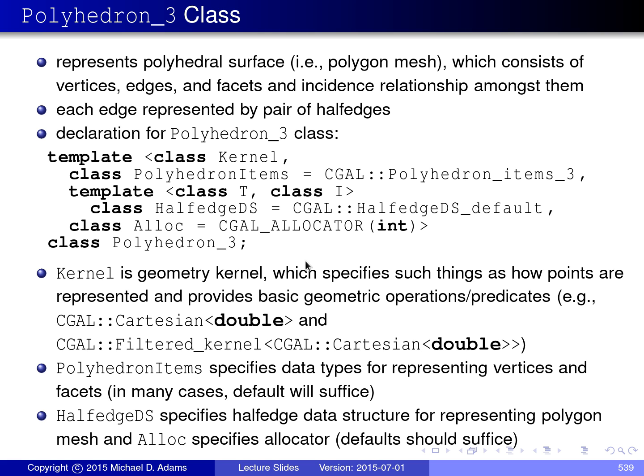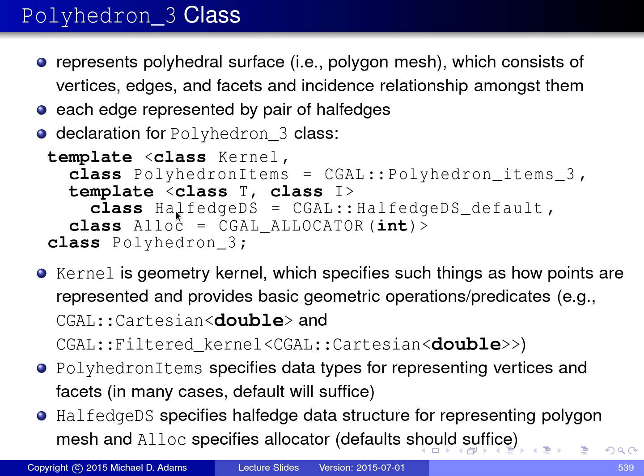The next template parameter is polyhedron items. And polyhedron items is used to specify the data types that represent vertices and facets. You can use the default value that's provided here, which will provide a certain base level of functionality in terms of what members are provided by the Vertex class and Facet class that are used by the Polyhedron_3 class. However, you might want to add some additional members to the class, maybe some additional data members to store extra information in vertices or to store extra information in facets. And you can do this by overriding this default and providing your own classes. In many cases, however, the default will suffice, but sometimes you'll need to override the default.